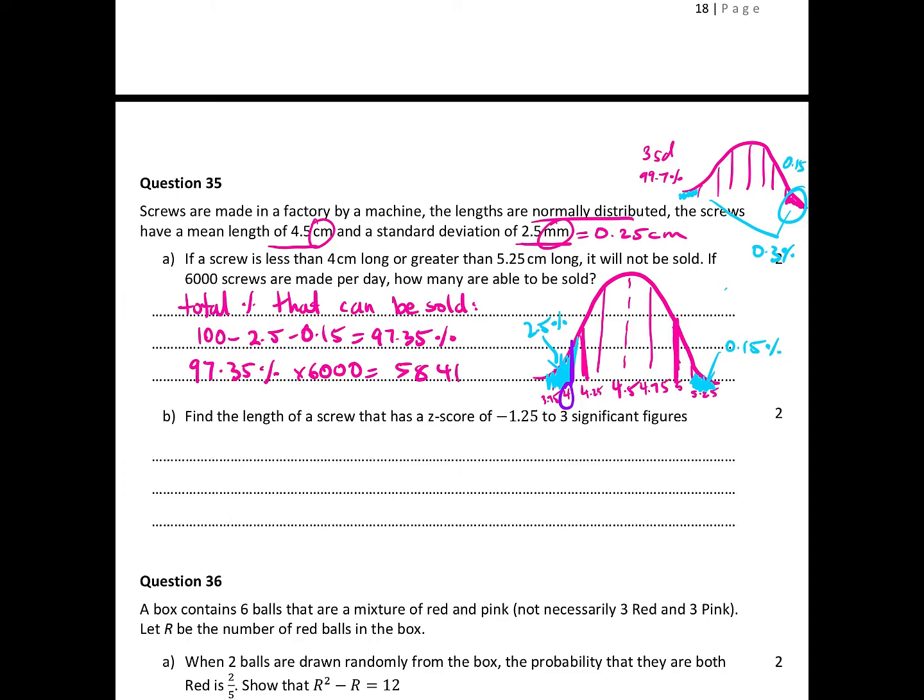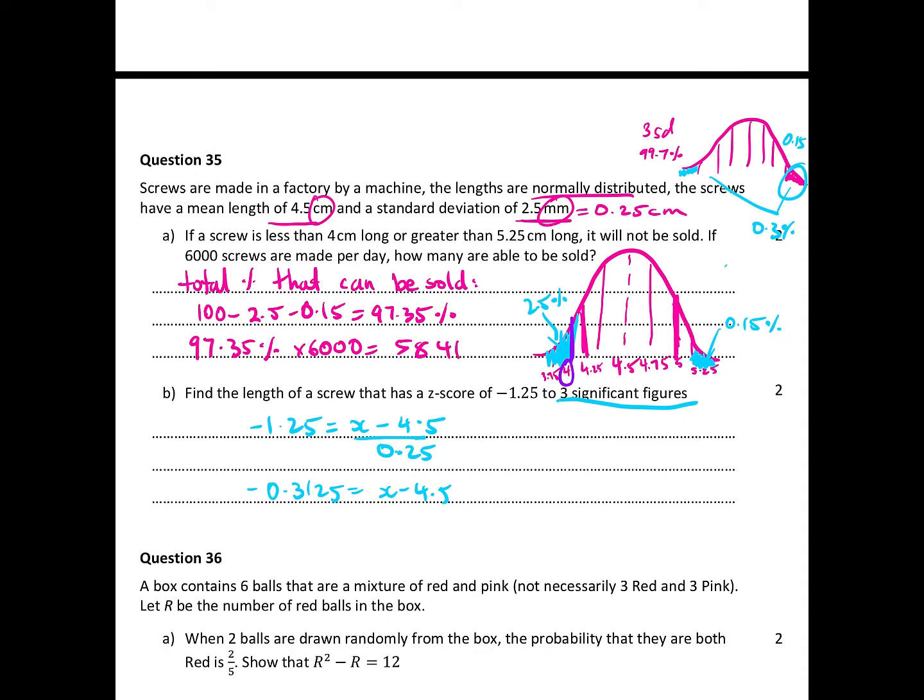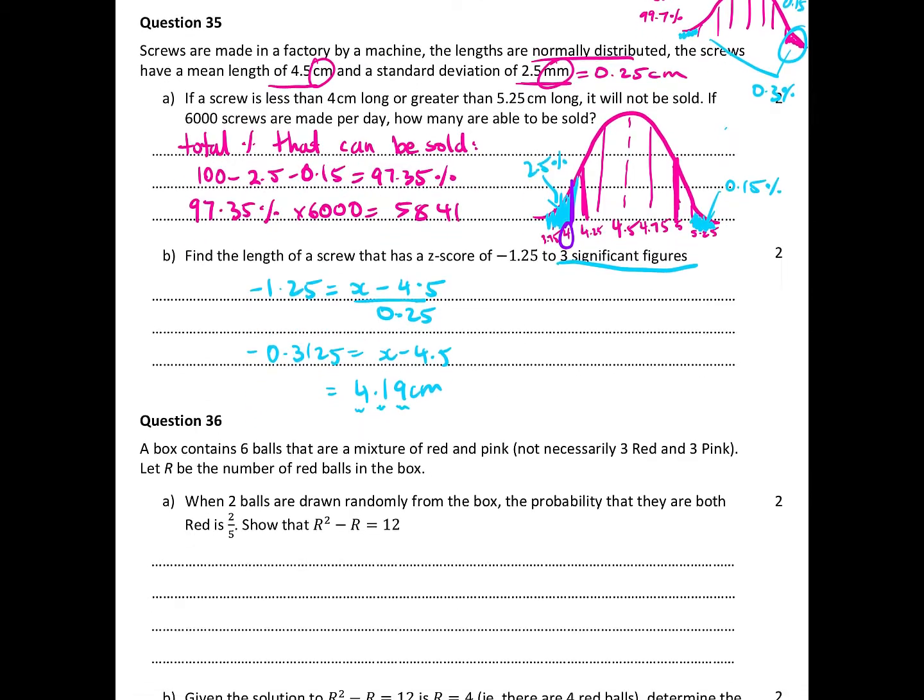Alright, part B, find the length of a screw that has a Z-score of minus 1.25 to 3 significant figures. Okay, so it wants 3 significant figures. I've got minus 1.25, let's pop it into my Z-score formula as x minus 4.5 over 0.25. Make sure you've got the units correct, they're both in centimeters. Now I've got minus 0.3125 is equal to x minus 4.5, add 4.5 to both sides, and you get 4.19 centimeters. Okay, because it wants 3 significant figures, that's that there.